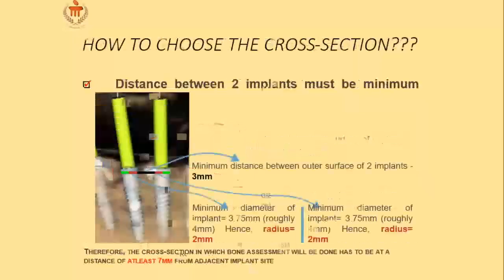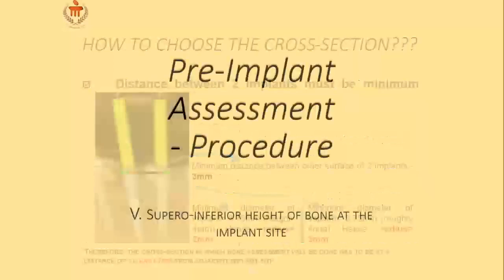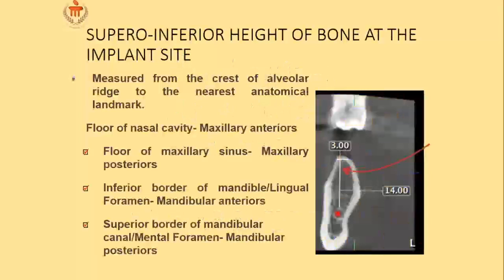Let's get into a lot more detail. Let's look at the superior-inferior height. This is very, very important. Always remember you have these things looking at you on your face when you place an implant. If it's anteriors, look out for the floor of the nasal cavity. That could be the closest landmark. You don't want to get there.